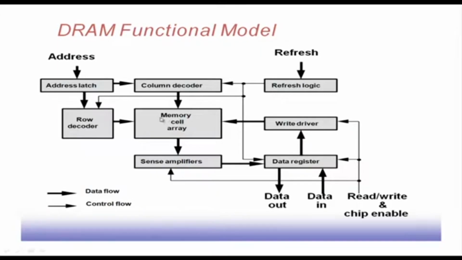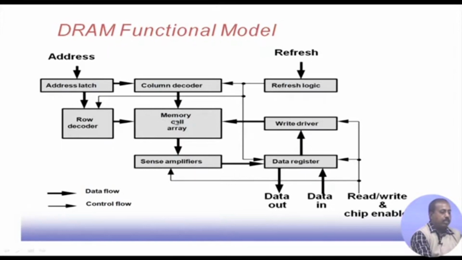Now, there is the address part. The address part is divided into two parts, the row address and the column address. The address that is coming gets latched onto this address latch, and then it is divided into a row part and a column part. They go into the row decoder and column decoder. The row decoder selects a particular row, the column decoder selects a particular column, and that way the content of that cell is read.